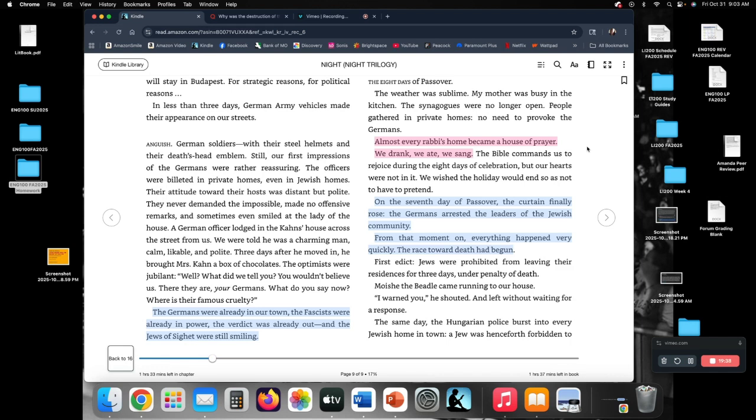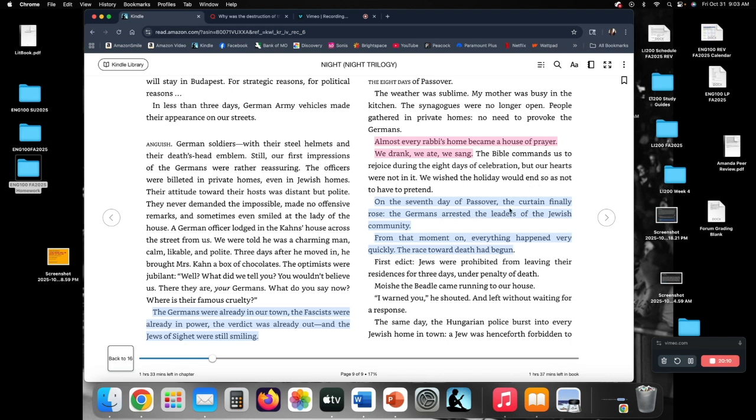So this begins the progression of the Jewish subjugation. At this point, even in the middle of war, even though the Germans are there in their town, look at their response. Almost every rabbi's home became a house of prayer. We drank, we ate, we sang. The Bible commands us to rejoice during the 8th day of celebration, but their hearts weren't in it. So it's starting to turn.